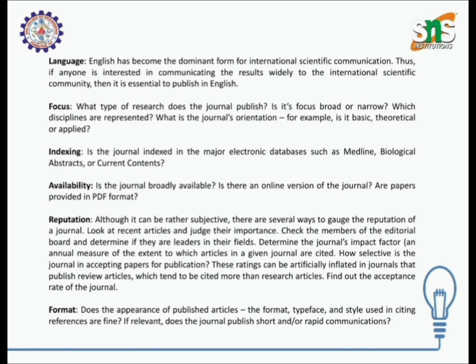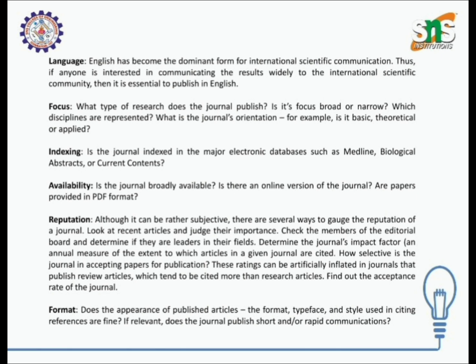Language. English has become the dominant form of international scientific communication. Thus, if anyone is interested in communicating the results widely to the international scientific community, then it is essential to publish in English. If, on the other hand, anyone wishes to communicate with a more localized community, then they can choose a journal that permits any other language.